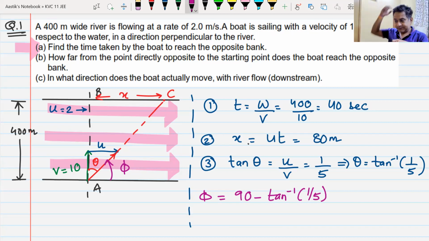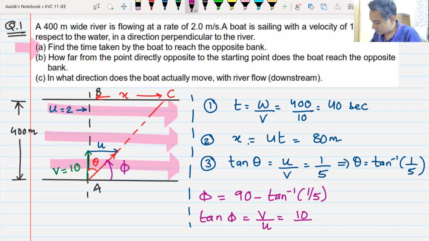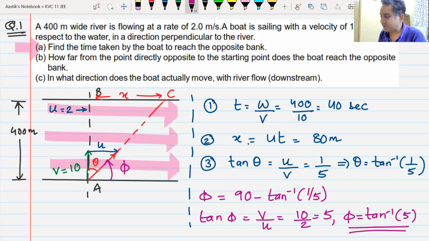Or the other way is to find the tan of that value phi. That value of tan phi will be v by u. That will be equal to 10 by 2 is equal to 5. So I can write phi as tan inverse of 5. So these are the two ways in which you can write the same thing. How many of you got the same answer? Only two people. That means you have not done it properly.